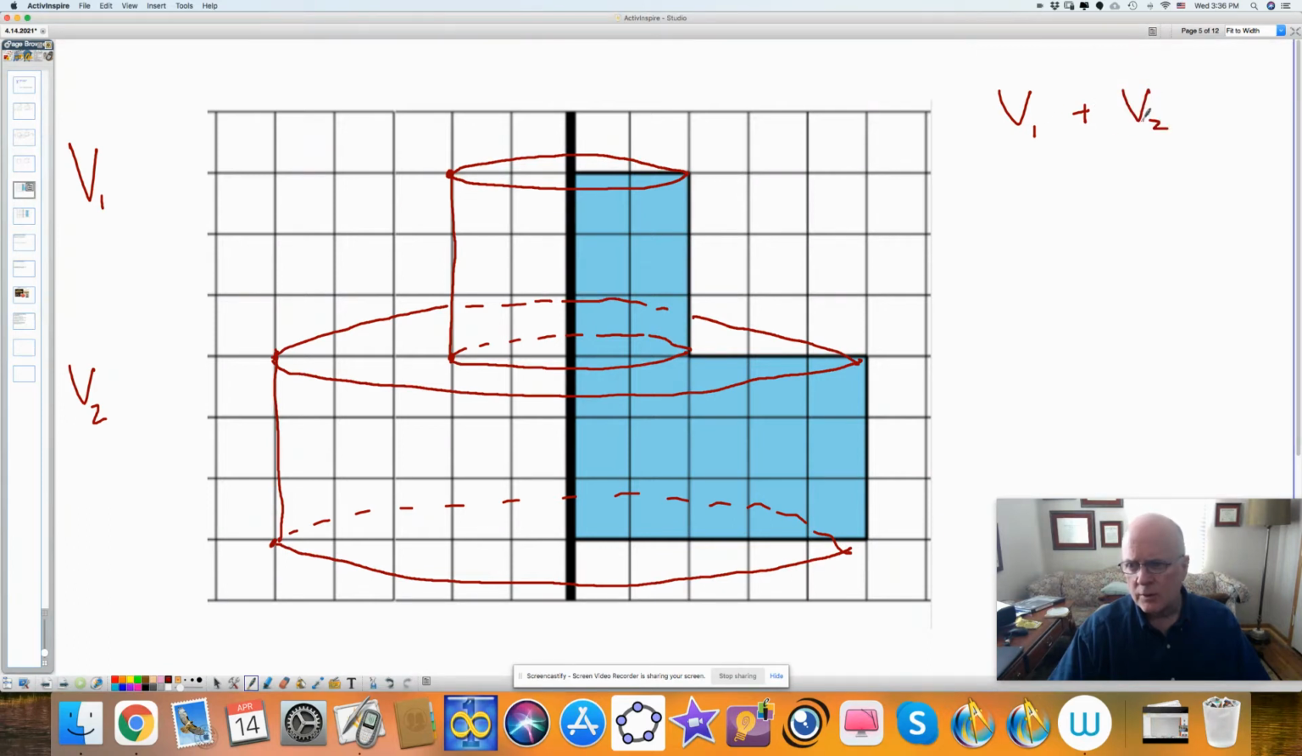So this is my formula. Of course, the volume of a cylinder in general is the area of the base times the height, or it's pi times r squared times the height.